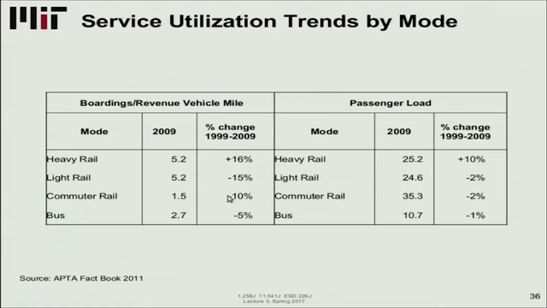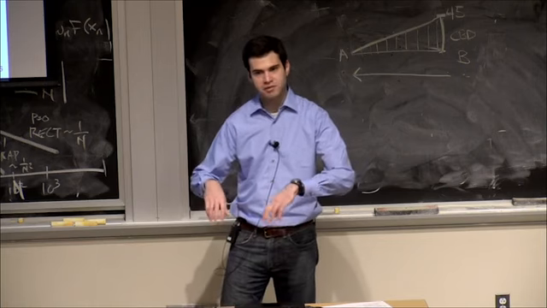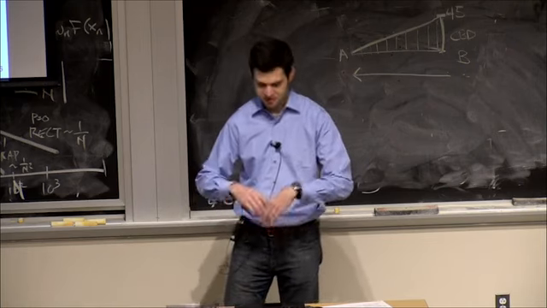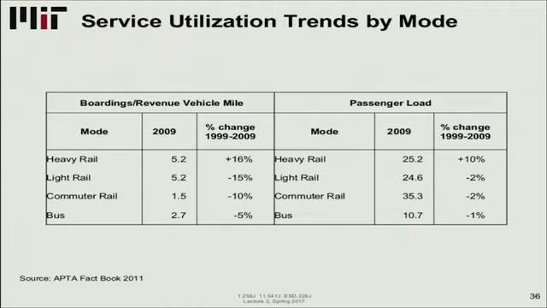Commuter rail, same thing. Some of this could be more people moving towards cities and not requiring commuter rail. Or just suburbanization, people living in the suburbs and working in the suburbs, not having to take commuter rail. For loads, we see, again, loads increasing in heavy rail, decreasing somewhat, or staying flat in other modes. So these are general trends.